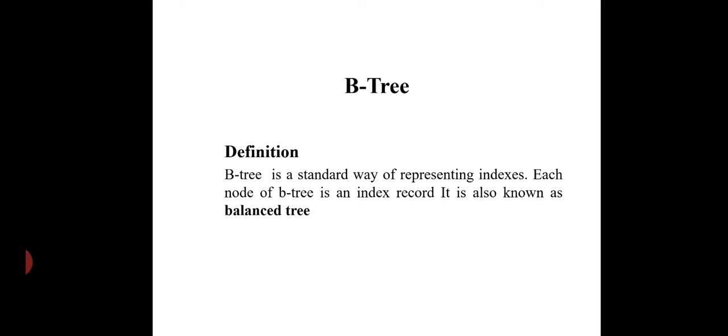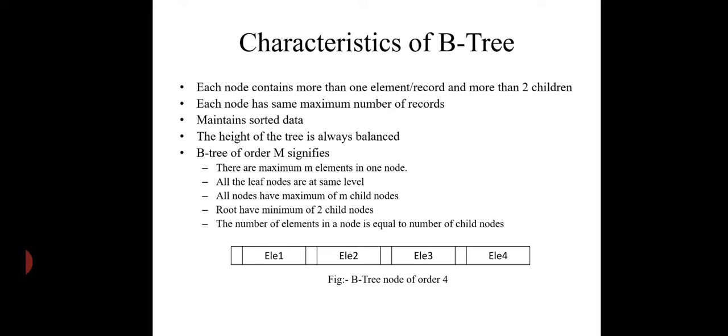So you know that B tree consists of different nodes. That means a number of nodes. So each node of that B tree contains an index record. So it's a way of representing the indexes. So this tree is used to represent indexes.